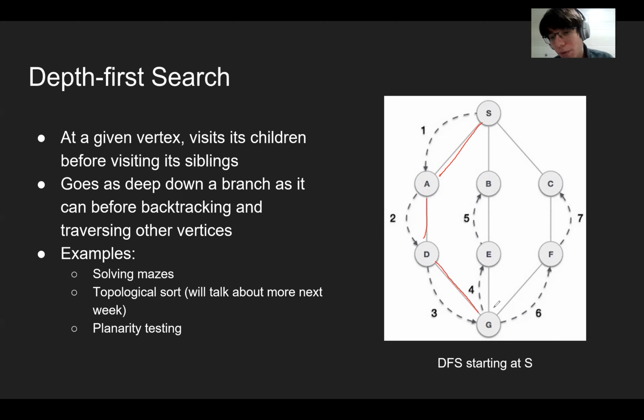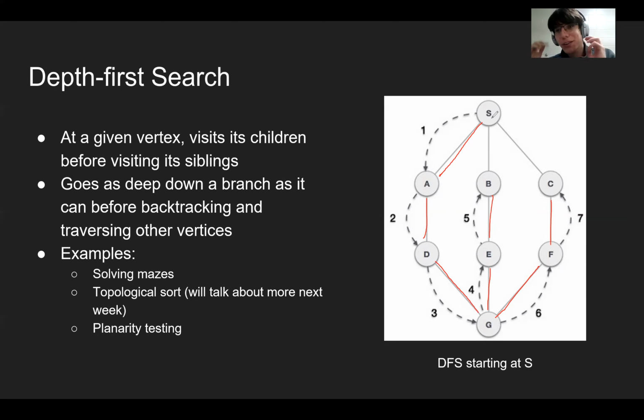Now at G, we're going to visit E first, and then from E we're going to visit B. We see, okay, we've already seen S, so we don't need to go along this edge. Then G to F, F to C, and we don't need this one either. Then we ask, where was the last time we made a decision? Well, there's only one decision at G, only one at D, only one at A, and we went along S.